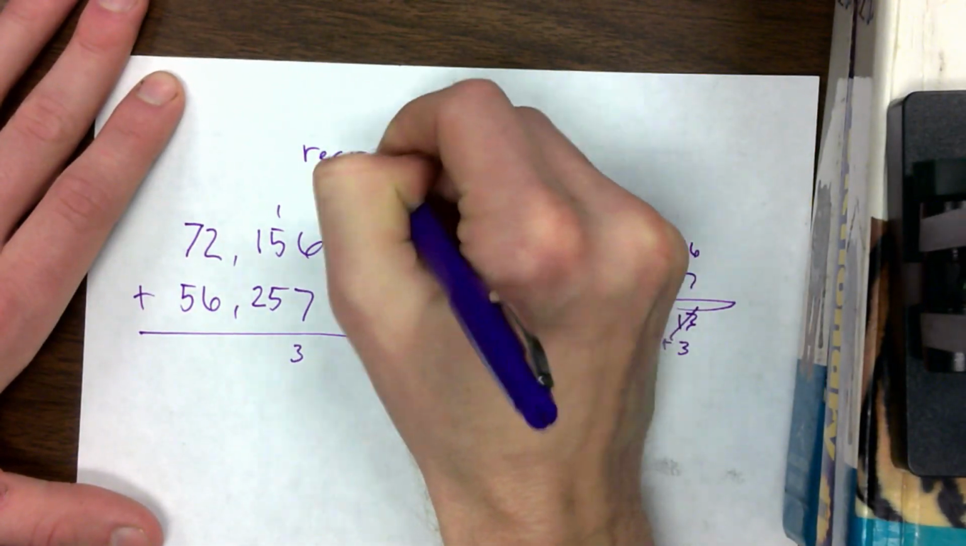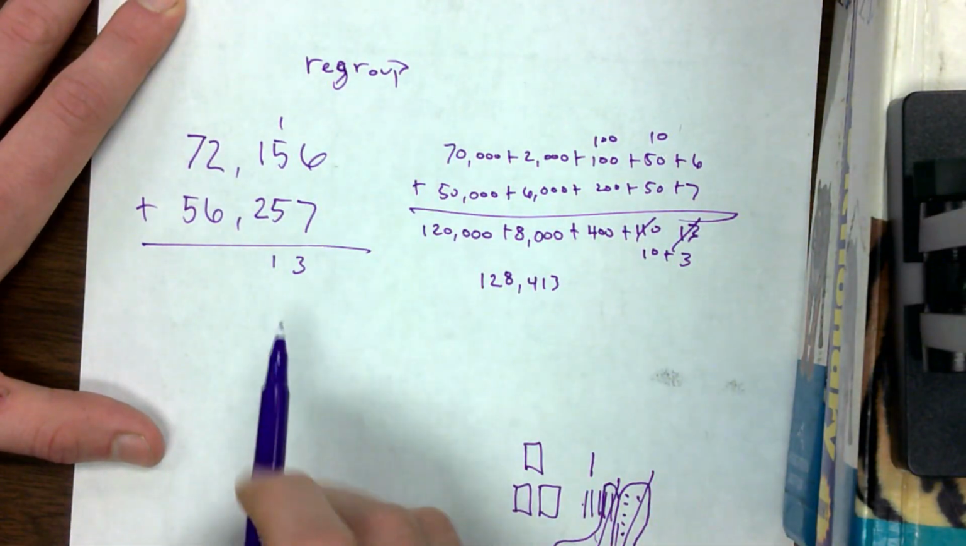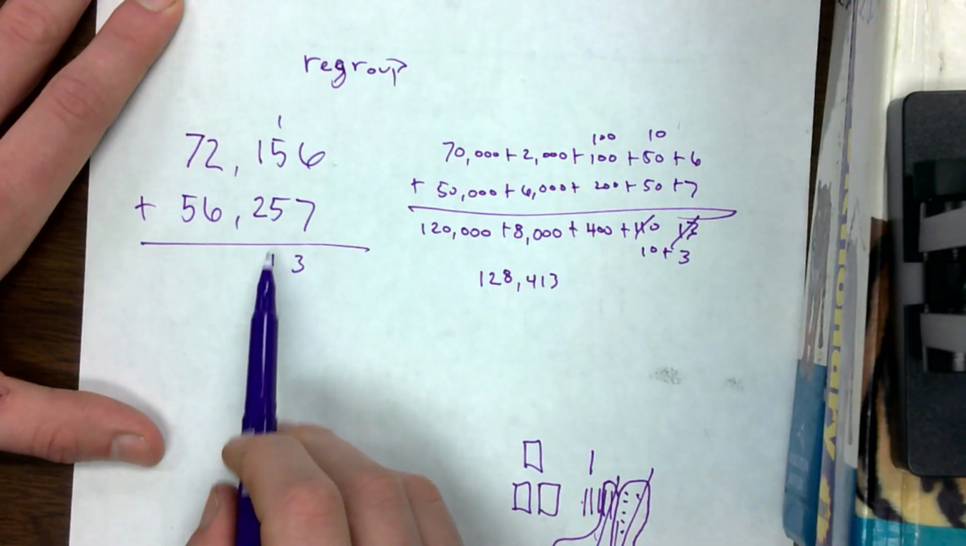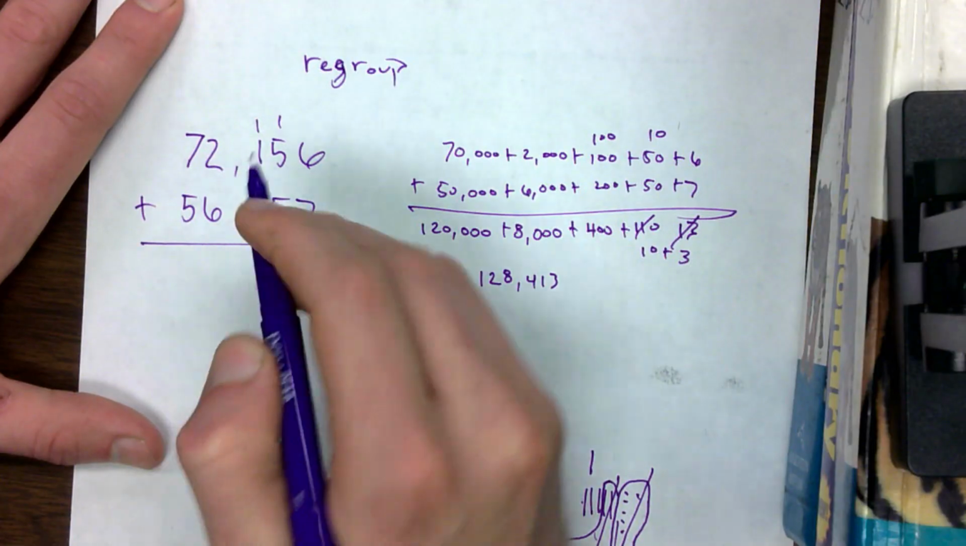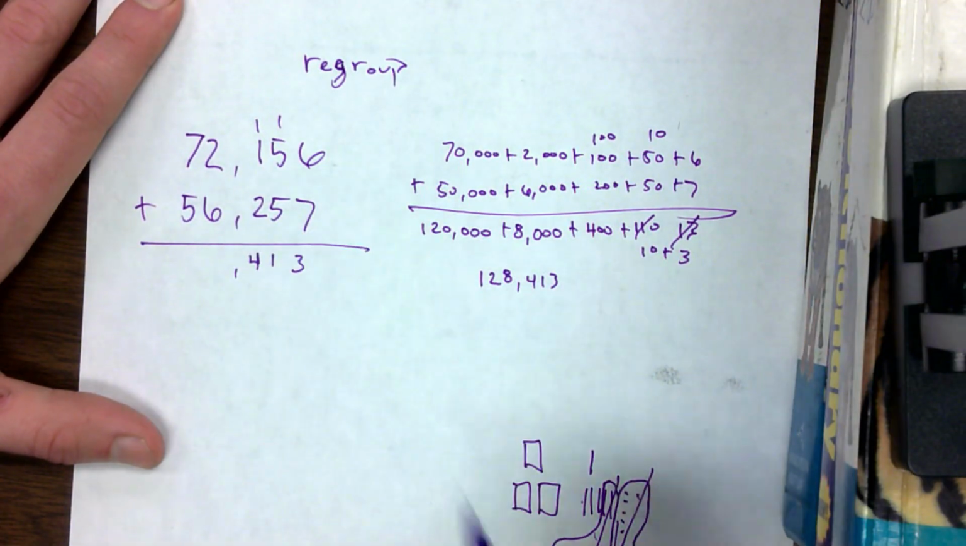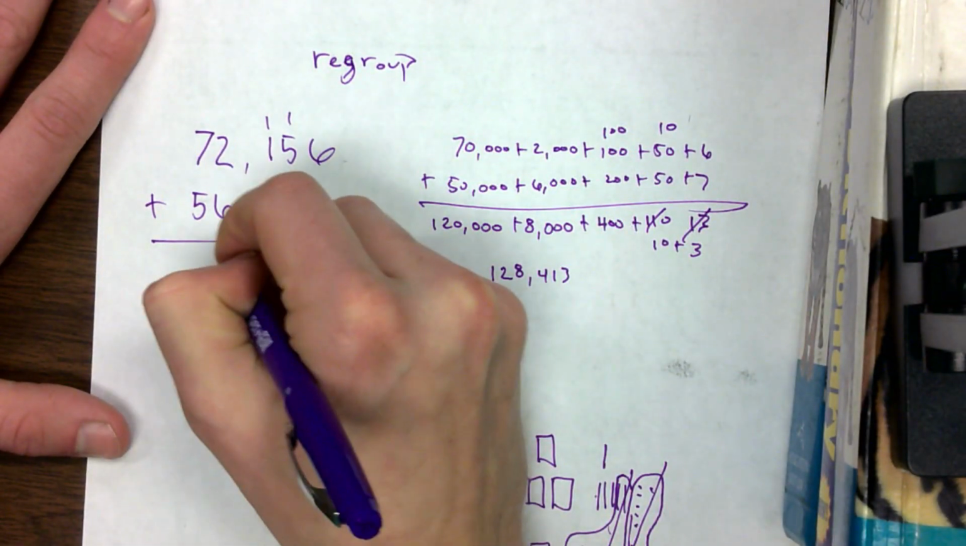5 plus 5 plus 1. We have 11. Can't have 11 in the tens place, but we can have 1 10, and we can move our 100 that we made up here. 1 plus 1 plus 2, we have 4. Don't forget the comma to show the thousands place. 2 plus 6 is 8.